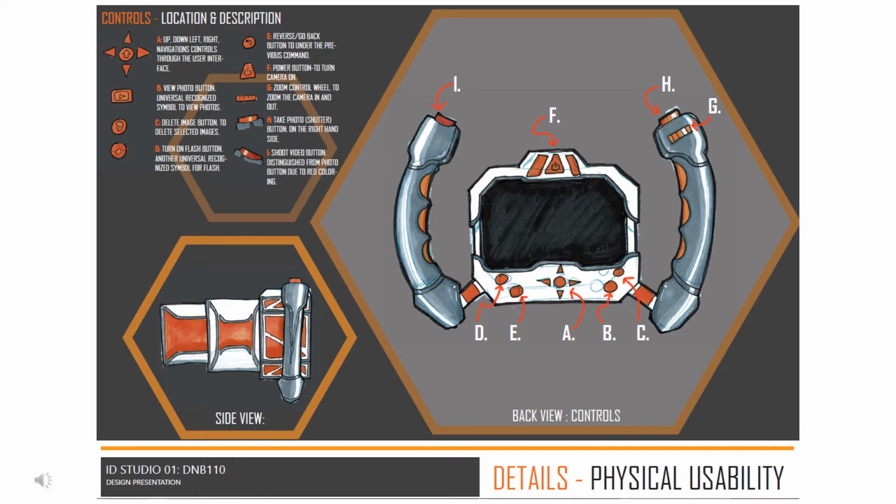There are a range of buttons which can be seen, which make up the physical usability of the device. These controls used universally recognized camera symbols to help a user understand how to use the camera the first time using it.